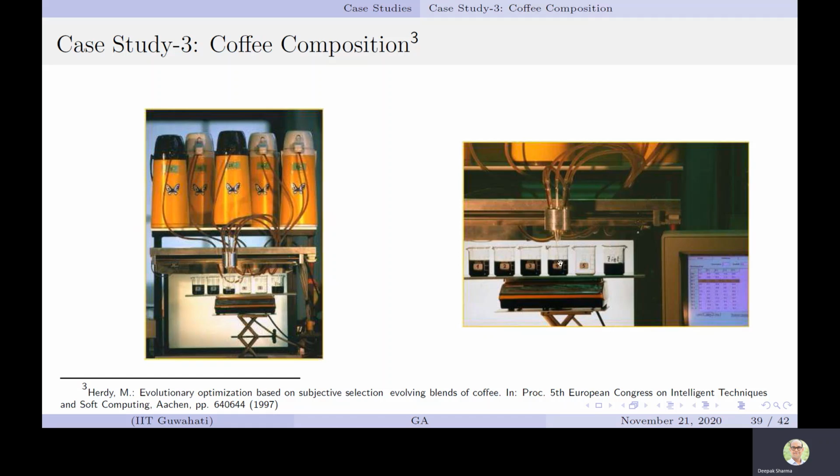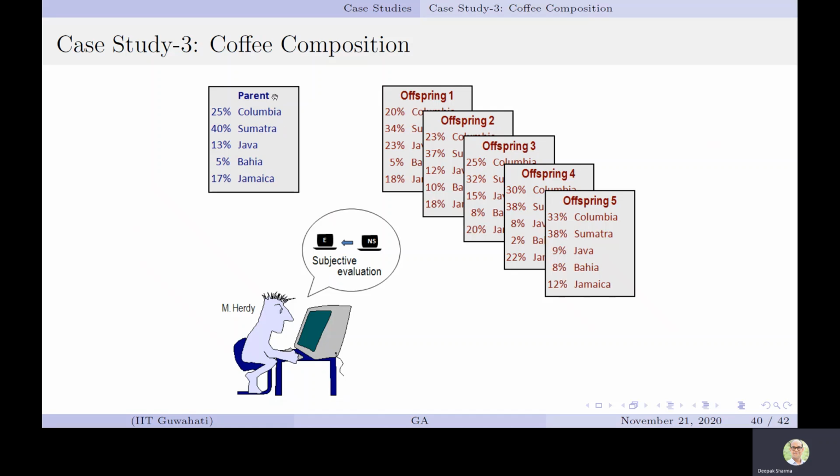With the help of the genetic algorithm, different combinations are put together. Suppose one of the parents says 25% from Colombia, 40% from Sumatra, and then Java, Bahia, and Jamaica. So different combinations of the coffees are taken and put in the jar. This person, who is also the author of this paper, is tasting the coffee. While tasting the coffee, he is giving the fitness. Fitness means, say, 1 is bad, 10 is good.